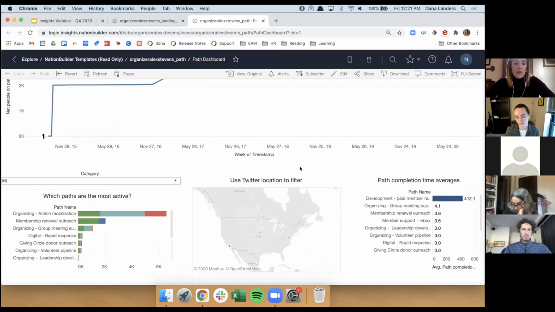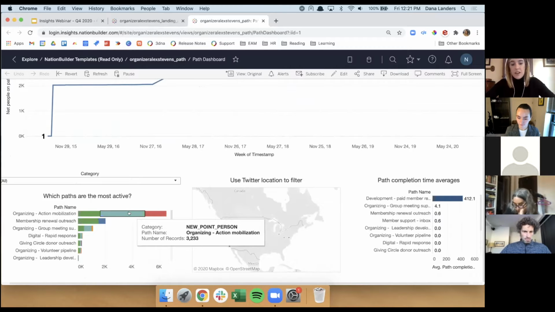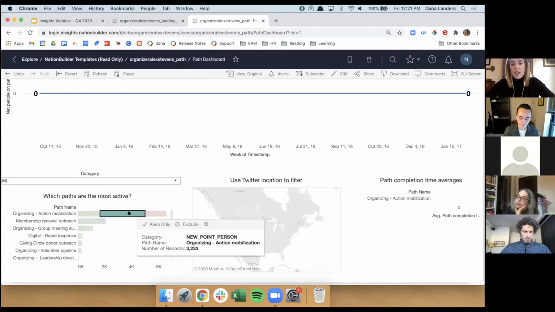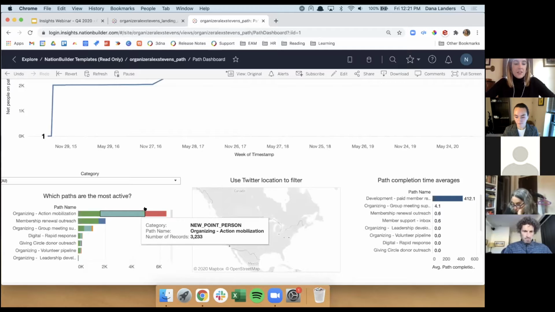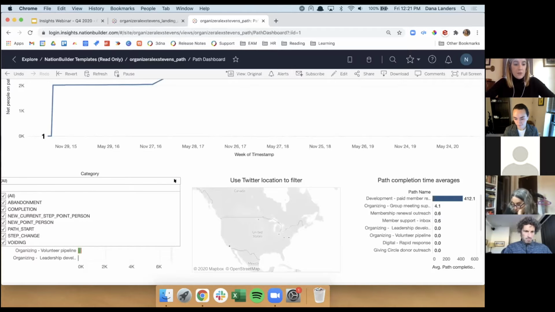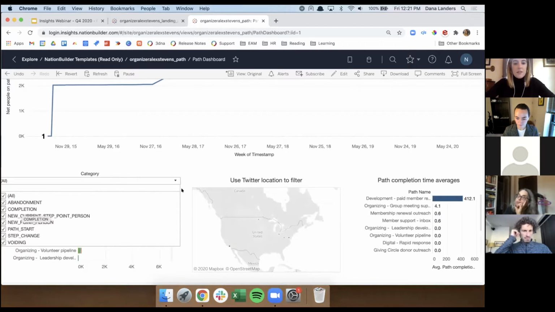So scrolling down, I can also see which paths are most active. I can hover over any of these and see the path name, the number of records that fall into that criteria. I can click on certain aspects and see other areas of the dashboard update. So I'll click out of that. I can also drop this down and see, I want to see just paths that fall into the category of having been completed, just paths that have been abandoned.